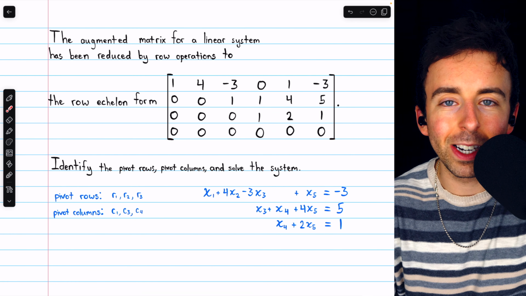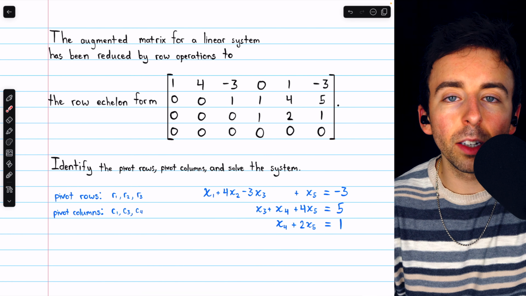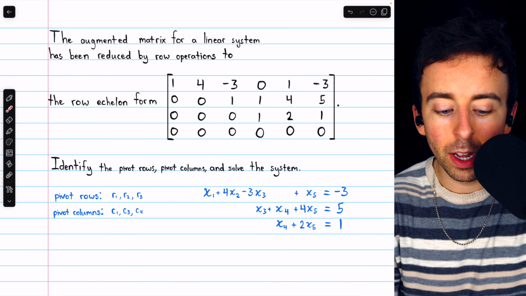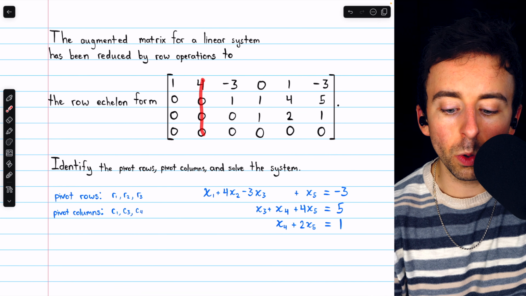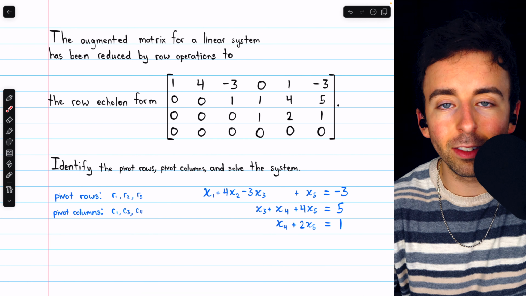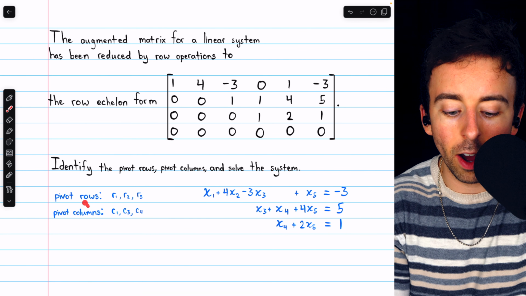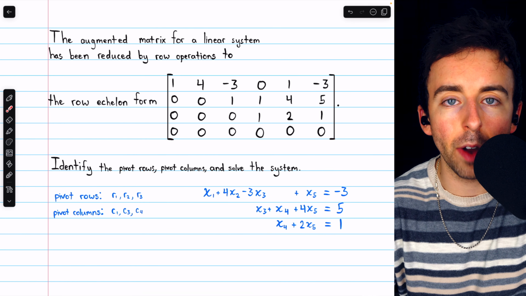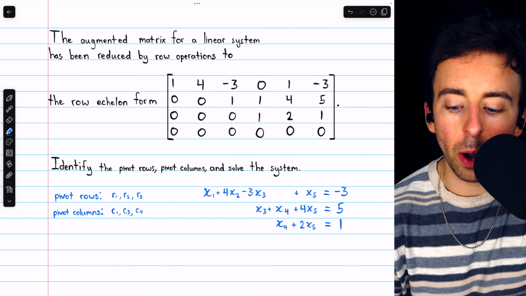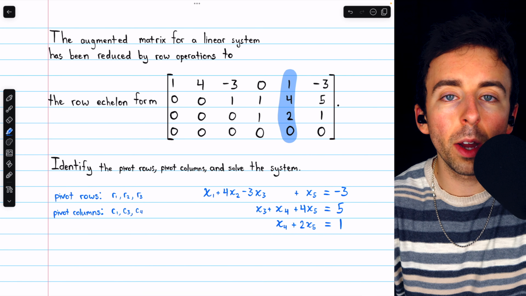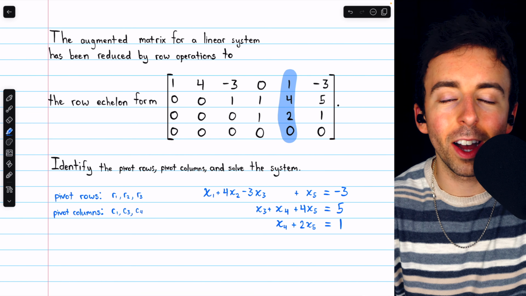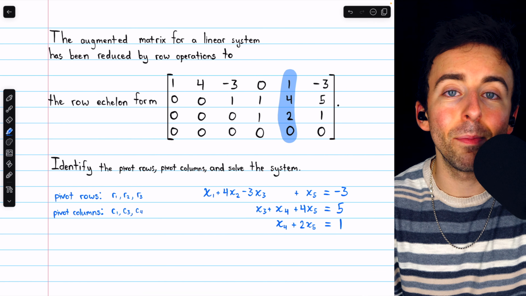Pivot columns are important in this case because any column which isn't a pivot column and corresponds to a variable indicates a free variable. So for example, column 2 corresponds to the variable x2, but column 2 is not a pivot column. Hence, x2 must be a free variable. We could say the same thing about column 5 and its corresponding variable x5. It is a free variable, its column does not contain a leading 1, it's not a pivot column.